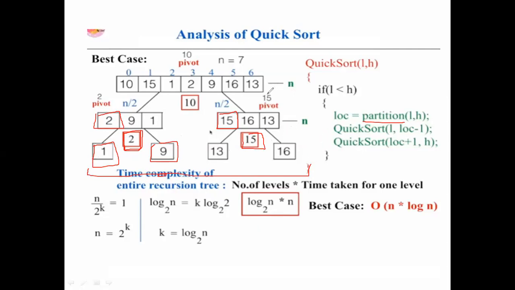So how do we calculate the time complexity of the recursion tree? In this way we represent quicksort. The total is the number of levels times the time taken for one level. The time taken for one level is n. So the number of levels: every time the level will increase. So see here.